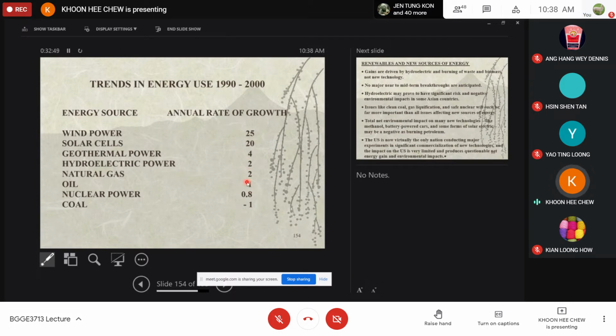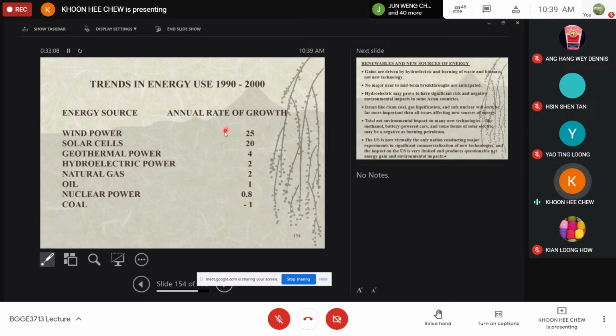And oil 1%. And nuclear energy, that people say can generate a high amount of energy, the growth rate is only 0.8% per year. And coal, there are fewer people using it. It is a negative growth rate. People are trying to phase out coal because it is causing environmental issues.